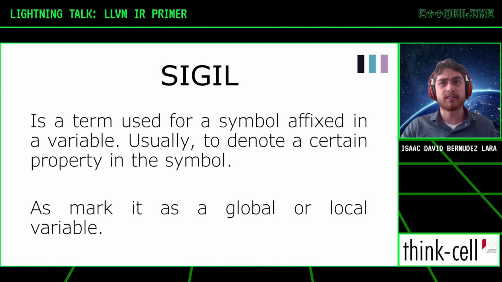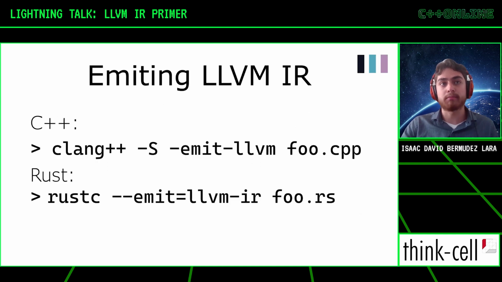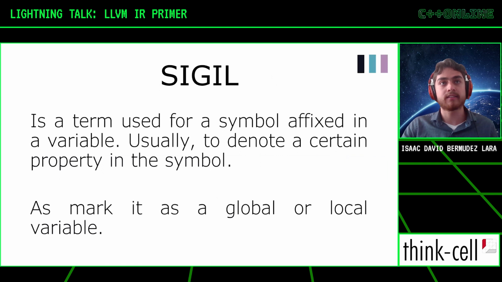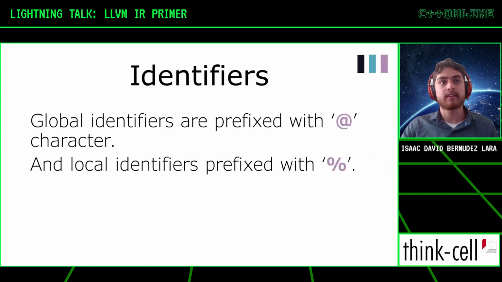Another quite interesting thing is a sigil, which is just another name for a prefix. So we have global or local variables that are prefixed with a pound sign, another with a dollar sign, as we see here, with a percentage sign.